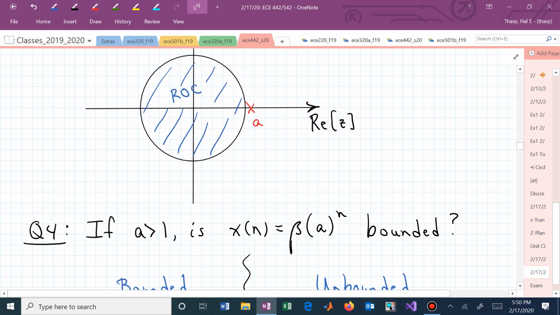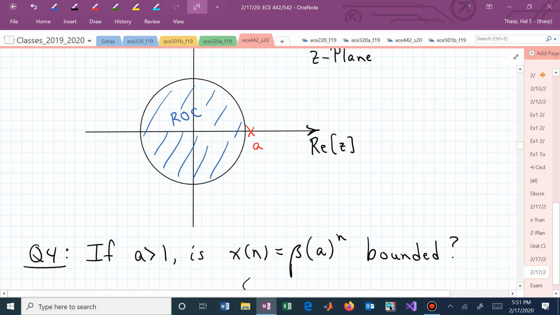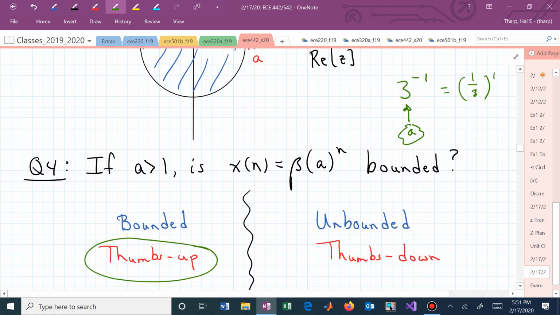A is bigger than 1, but what's happening? For what values of n is this valid? We just answered it in question 3. Negative. So now we have, let's say, 3 to the minus 1. Here I'm just picking a hypothetical. A is now 3. But this is like 1/3 to the 1, 1/3 squared, 1/3 cubed. That's collapsing. So in fact, this should have been a thumbs up.